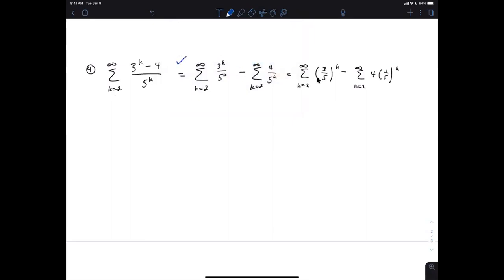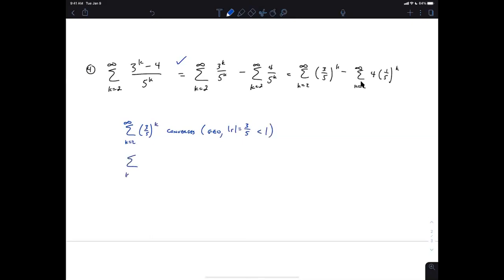And now I would show what each of these does. So I would say, okay, the sum from k equals 2 to infinity of (3/5)^k converges because it's geometric. The absolute value of r is 3/5, which is less than 1.